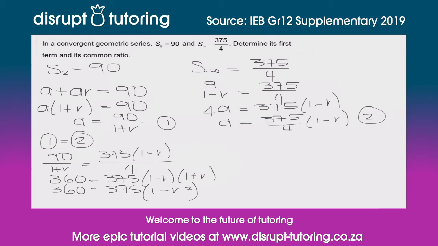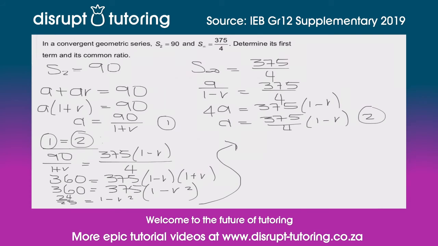Right, what do I need to do next? Well, I'm trying to get r by itself. So in order to do that, I need to get rid of this 375. And when I do that, I'm going to have 360 divided by 375, which is going to give me 24 over 25, and that is equal to 1 minus r squared. All right, now I'm going to move up to here to continue this answer. I hope you don't mind.